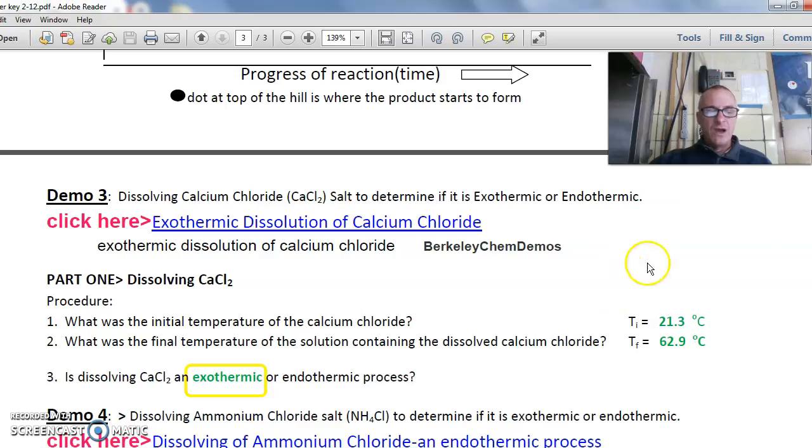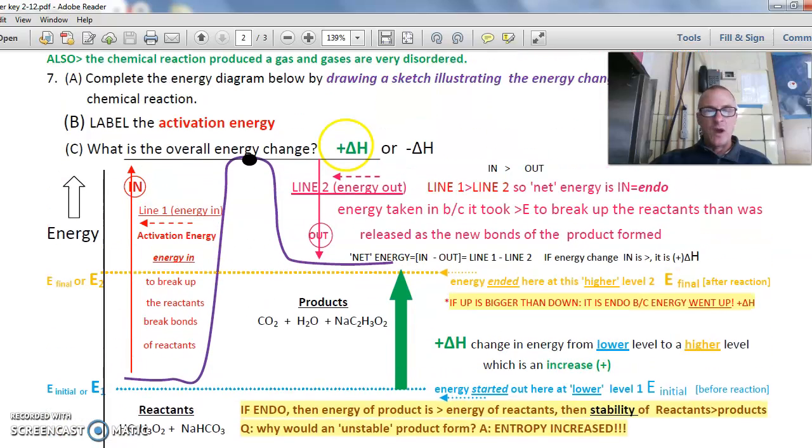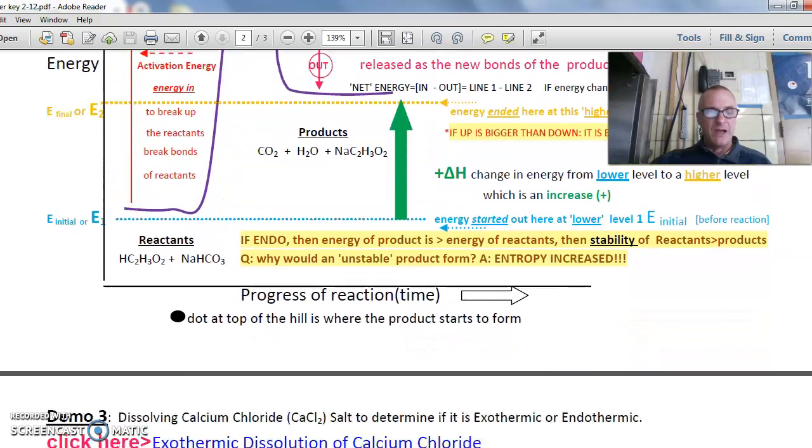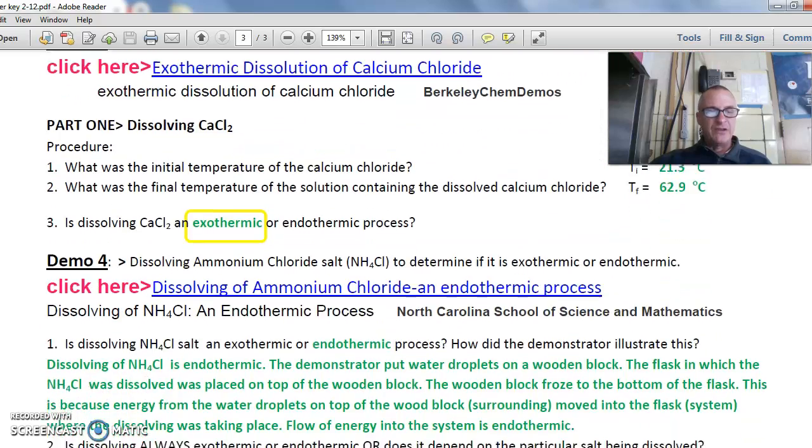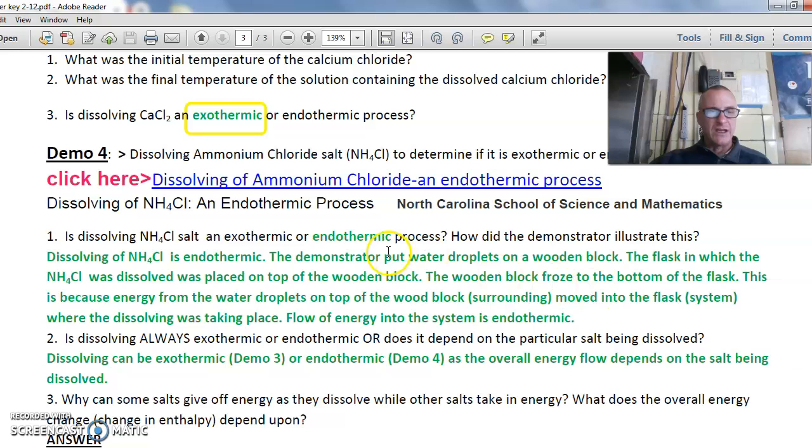If you have any questions on any of 2-12, don't hesitate to email me, contact me, ask me, set up office hours, because this is all important to understanding chemical processes. And then in this case of Demo 3 and Demo 4, physical processes, because dissolving is a physical change, not a chemical change, because the ions are still floating around.